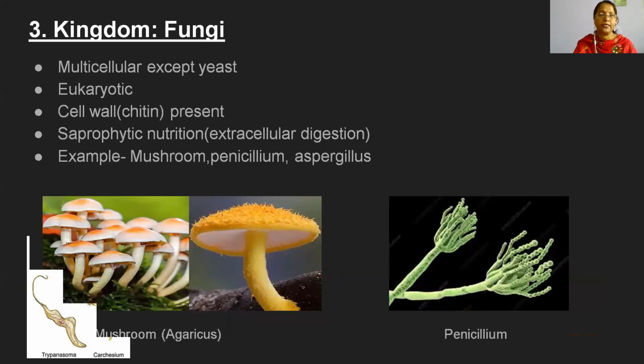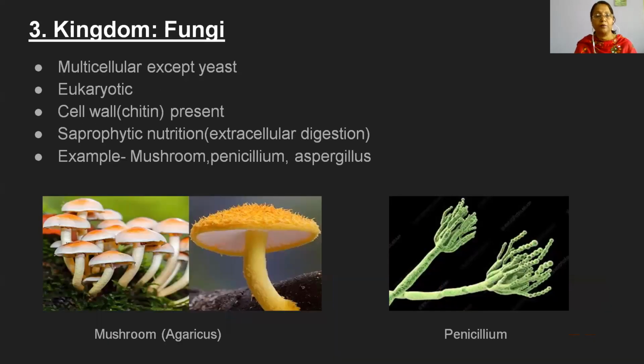Now come to the next kingdom, that is kingdom Fungi. All the fungi are multicellular except yeast. Yeast is unicellular. Here all the organisms are also eukaryotes. That means they have a well-defined nucleus surrounded by a nuclear membrane. Here the cell wall is also present, and this cell wall is made up of chitin.